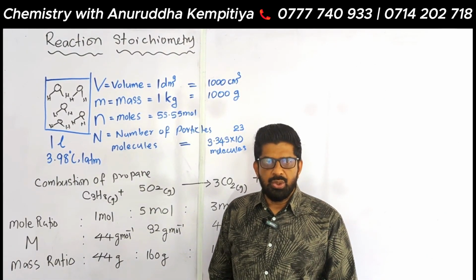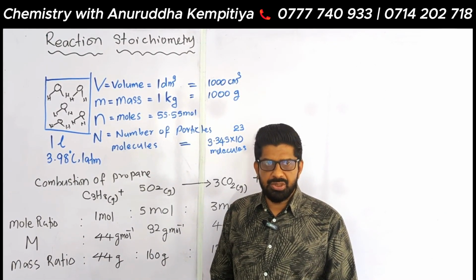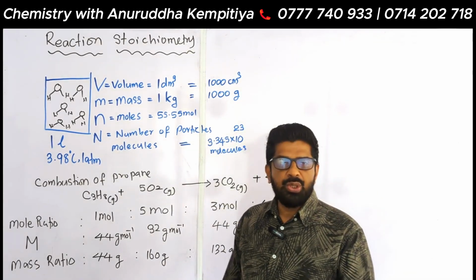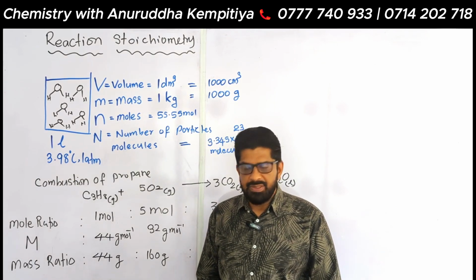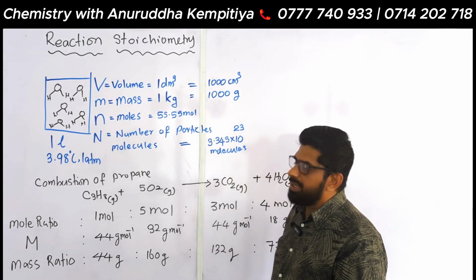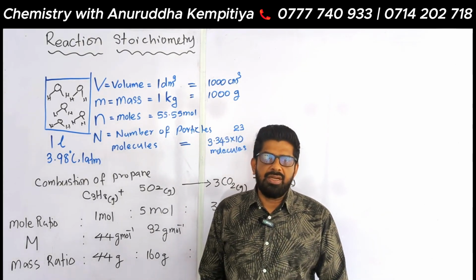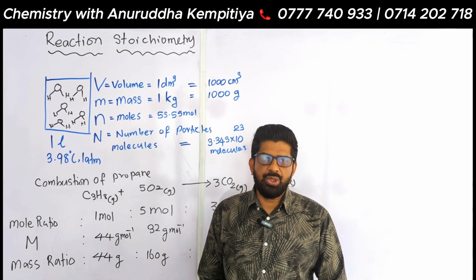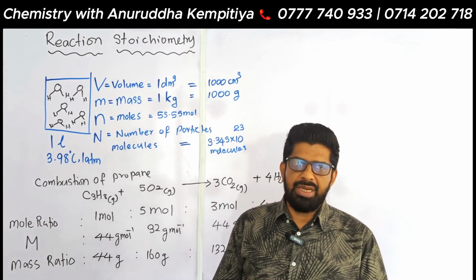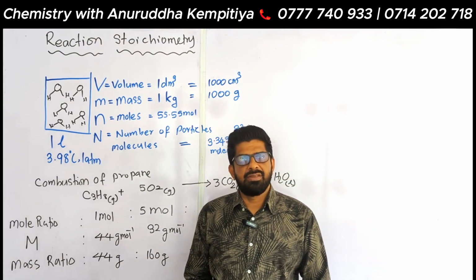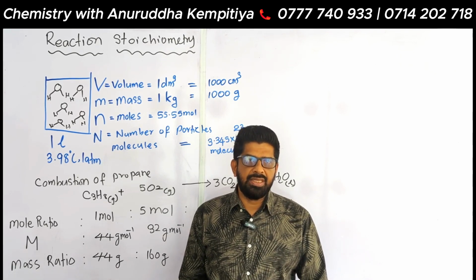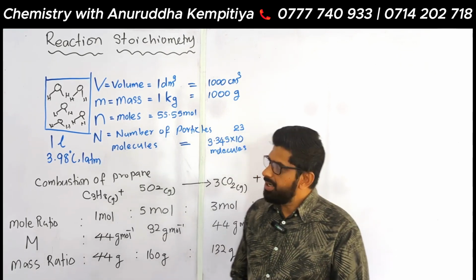Hello everyone. Today we are going to talk about reaction stoichiometry. From the last episode, we discussed stoichiometry of a chemical compound. This is stoichiometry related to a chemical reaction. The word stoichiometry is from a Greek word stoichion, meaning element, and metron, meaning measure. However, the real meaning of stoichiometry, the chemical meaning, is different.